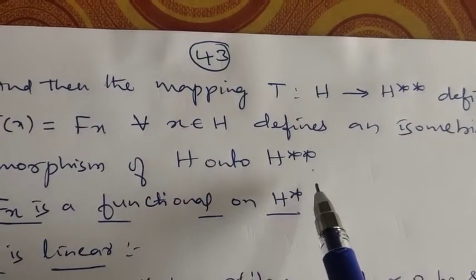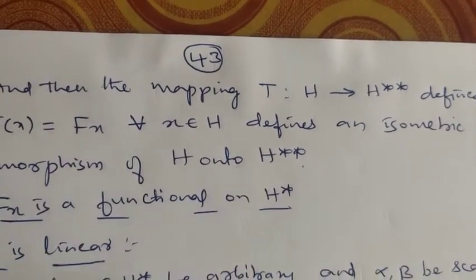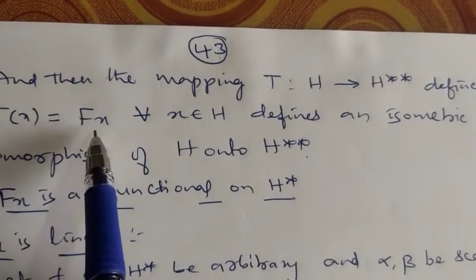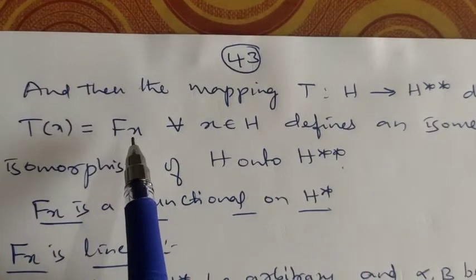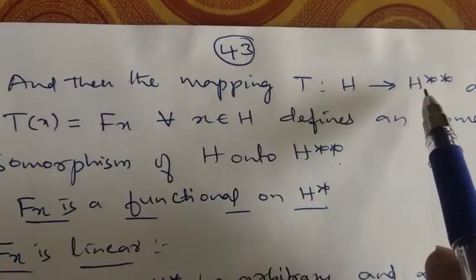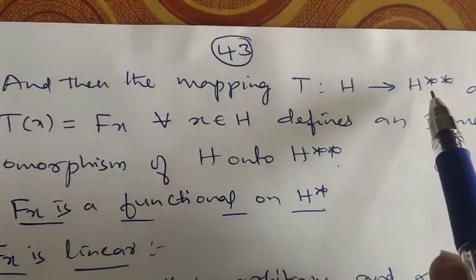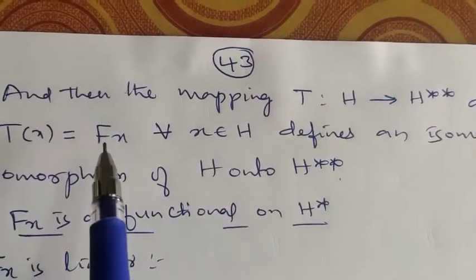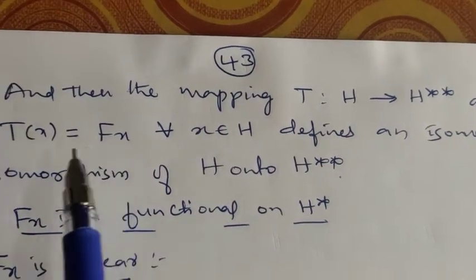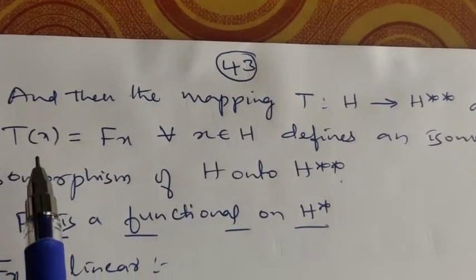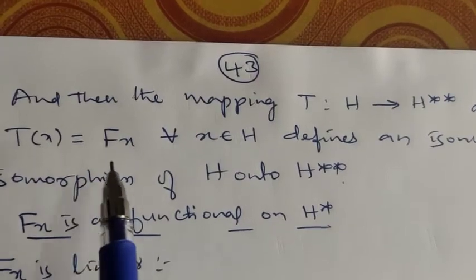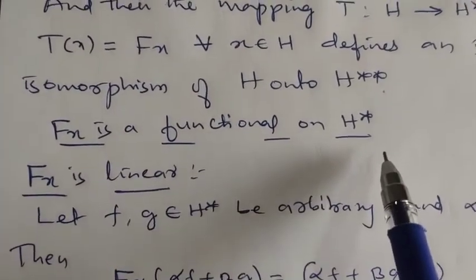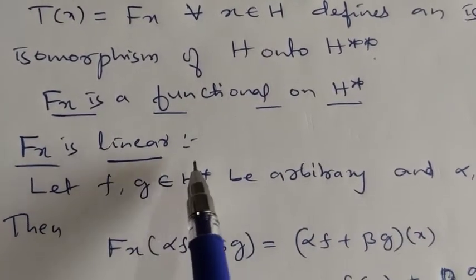As we showed in the previous theorem also, if I define it like this, this mapping T is well defined only when Fx is an element of H double star, that is, when it is linear as well as continuous. Only then is T well defined. So first let us show Fx is a functional on H star. First, Fx is linear.